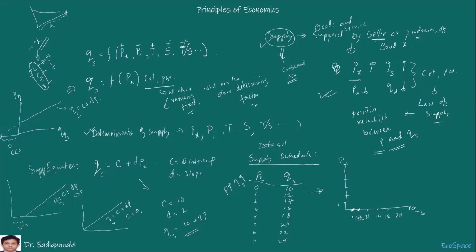Okay, so the first point is 10. Then the second point is here. The third point is there. The fourth point is there. The fifth point is there. So we have got a very easy way to draw a supply curve. And this is our supply curve, okay? Increase in price means increase in quantity supplied. So this is called the supply curve, SS.